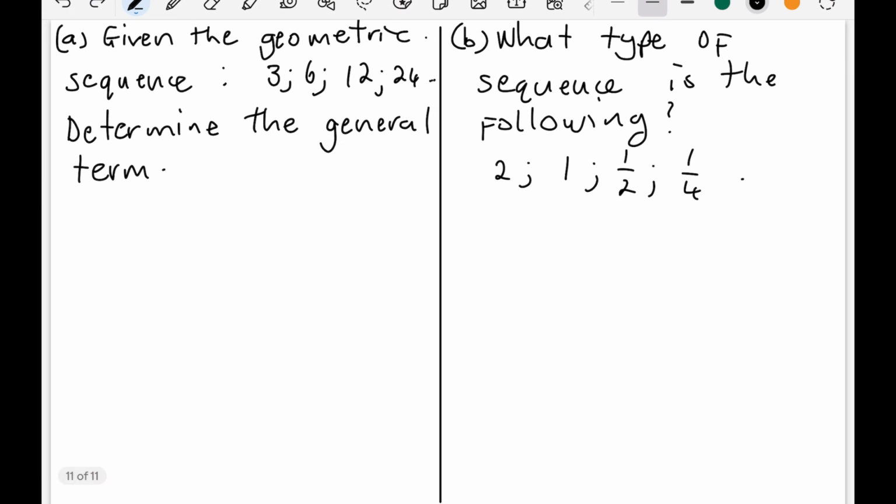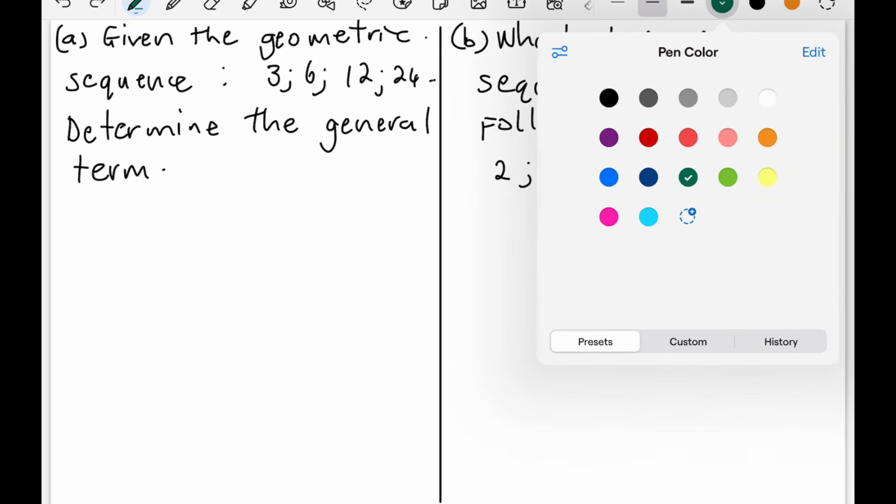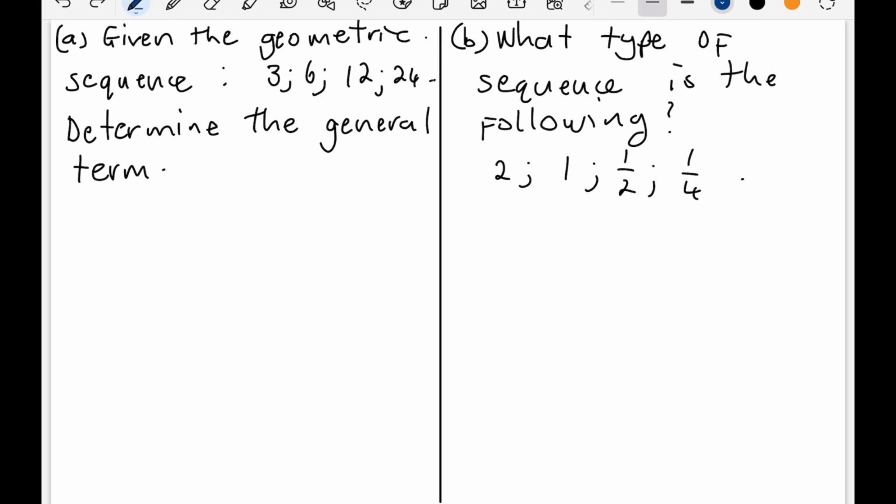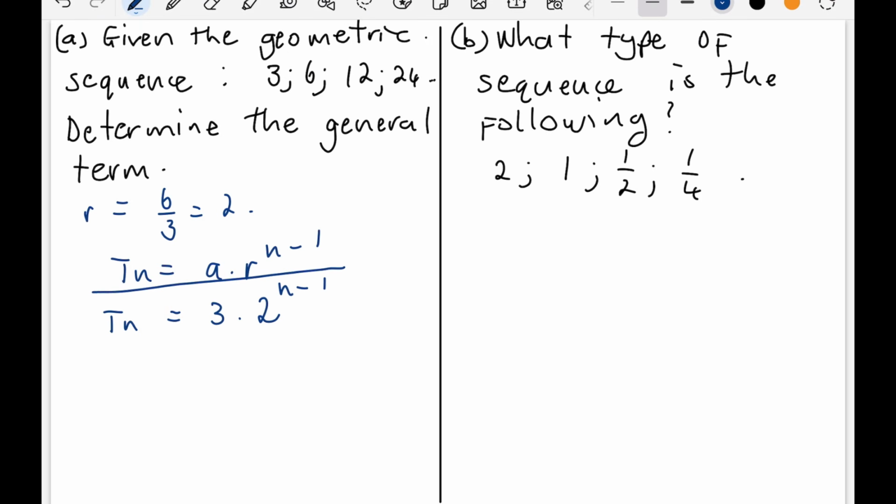Let's look at an example. Here we have been given a geometric sequence with 3, 6, 12, and 24, and we're asked to determine the general term. Well, R, like we saw, is 6 over 3, which is 2. Now, Tn is always equal to A times R to the n minus 1, meaning Tn, in our case, is 3, since the first term is 3, times 2 to the power of n minus 1. This is the answer. This is the general term.